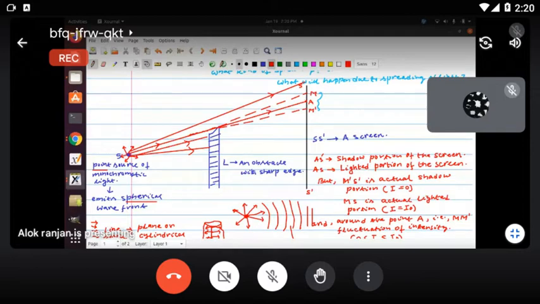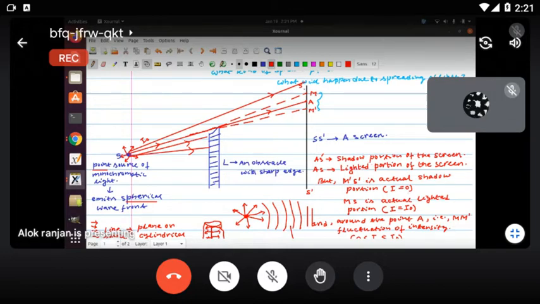Similarly, the portion of the screen that starts from the point A upward, that means AS, is a lighted portion of the screen, right? Because we don't have any geometrical object there, it should be a lighted portion, and it must have intensity I naught, which is the intensity coming from this point source. So this will be intensity I naught, and that would be intensity 0.